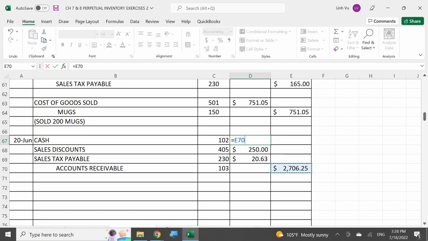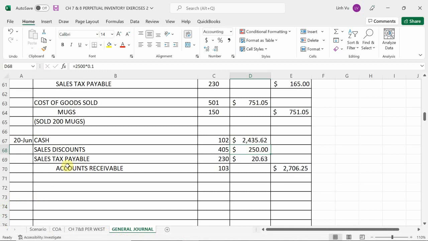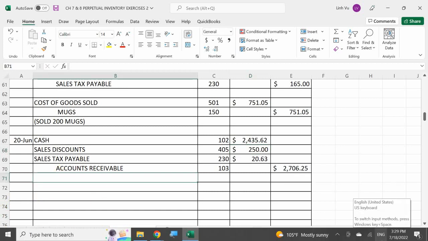I'm missing a number to equal my total credits of $2,706.25, right? So what I can do is I can take my $2,706.25 and I can subtract the discount and subtract the tax that I have to give back. And that's going to give me a total of $2,435.62. So that's going to give me my even amount of the $2,706.25.